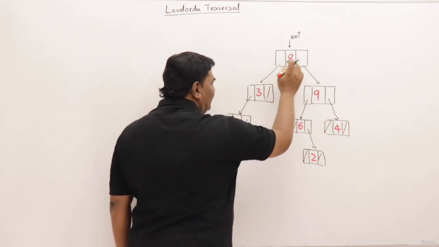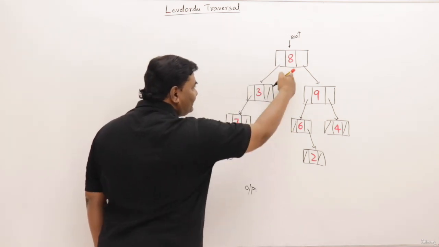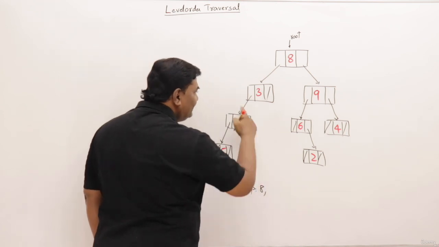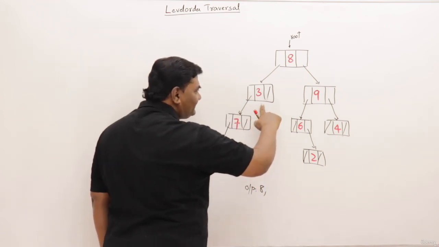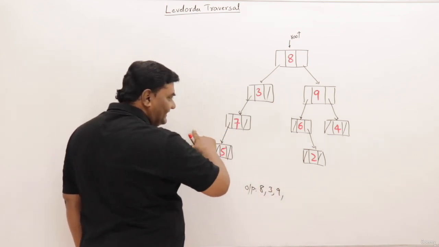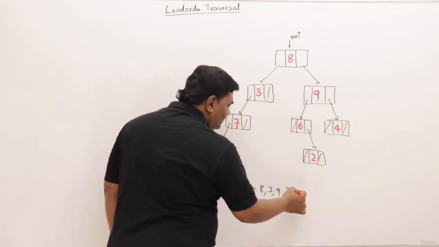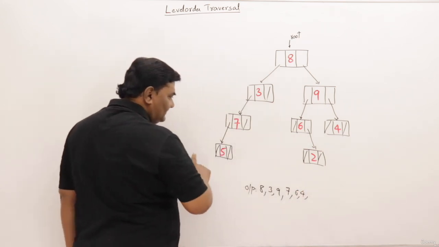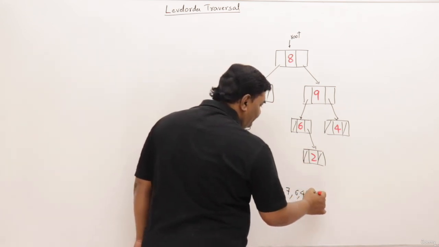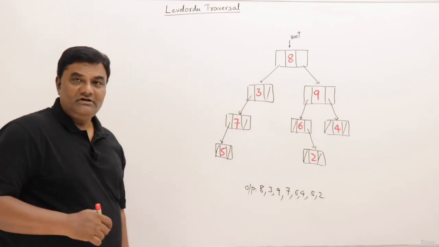So first level is 8. If I write the output here, first level is 8. Then second level, the first value is 3, next value is 9. So 3, then 9. Then next level, third level, 7, 6, 4. Then last level, 5 and 2. This is the output of level order.